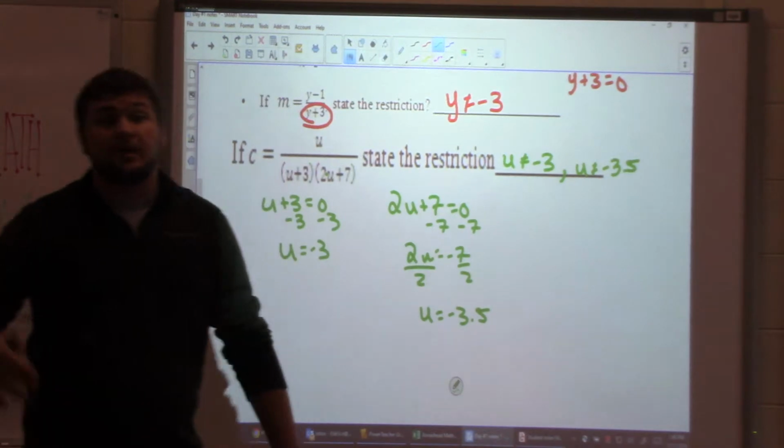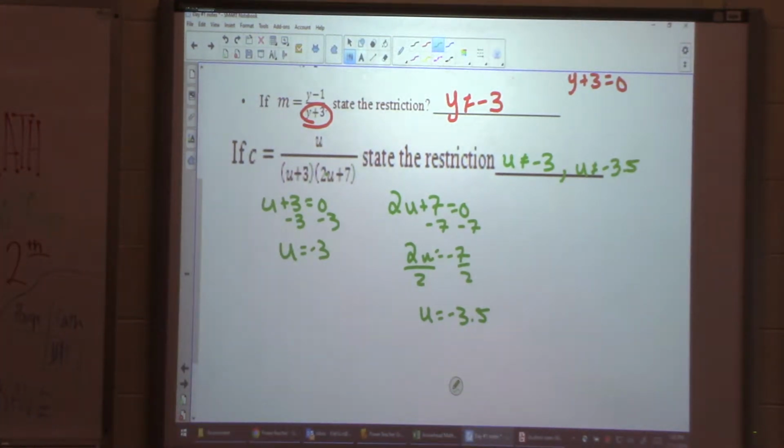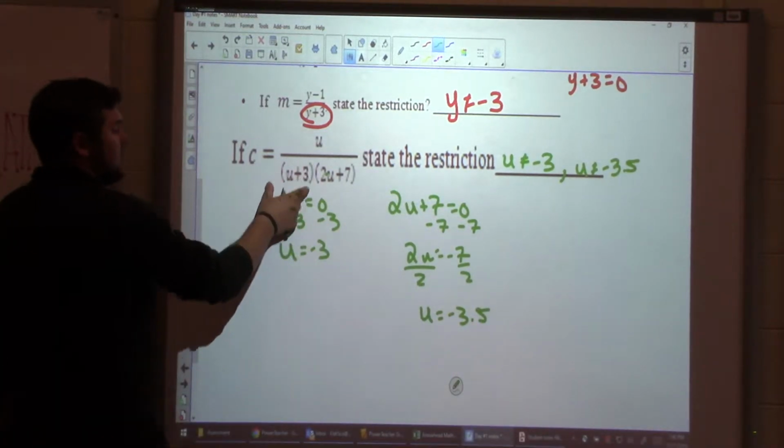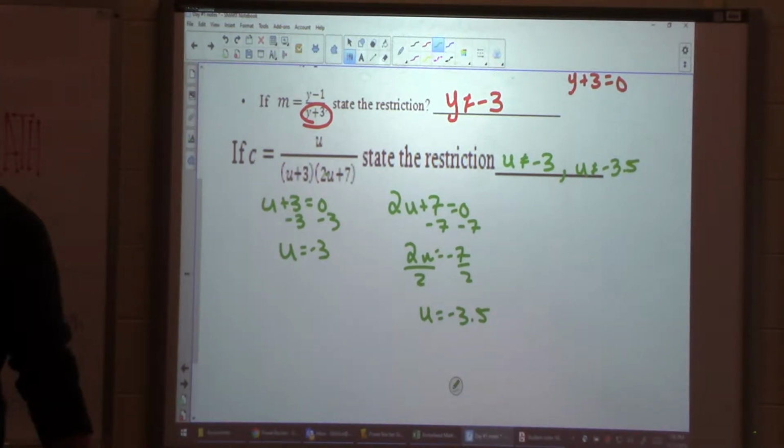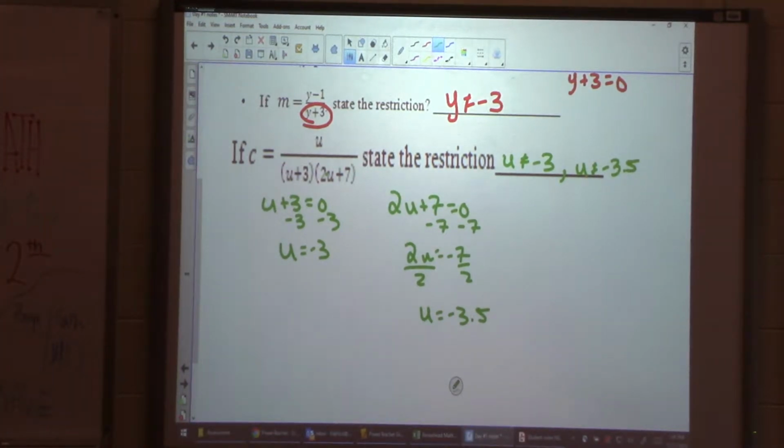Yes, you need to list them both. You need to list all the restrictions that you can. So whenever you're faced with something like this, take each piece and set it equal to 0, and those are both restrictions. Does that make sense?